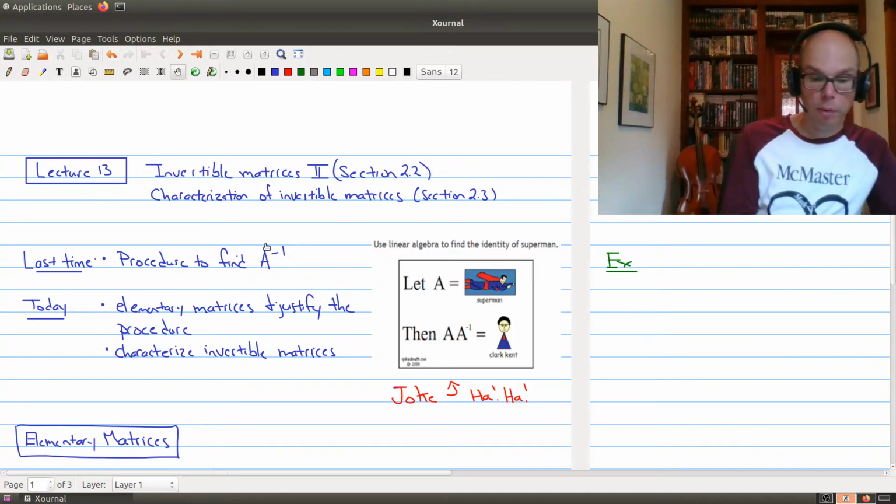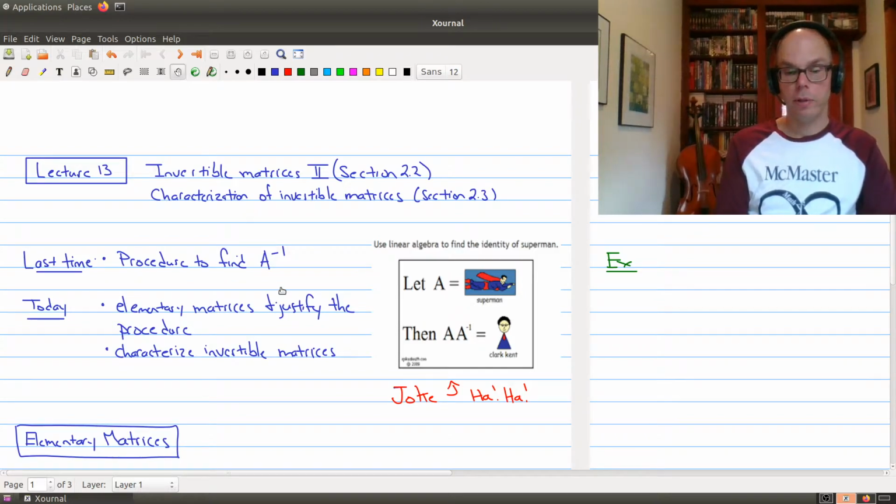Now, last time, what I gave was a procedure to find the inverse of a matrix. In particular, what we first did was define what the inverse of a matrix is. That is, given a matrix, the inverse is a matrix that we could multiply the original matrix by to get to the identity. And we gave a procedure to find that.